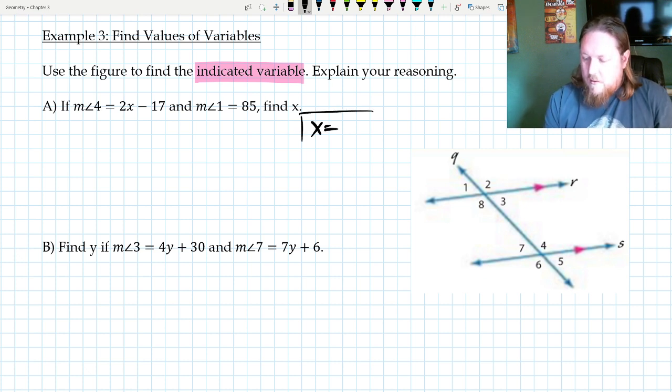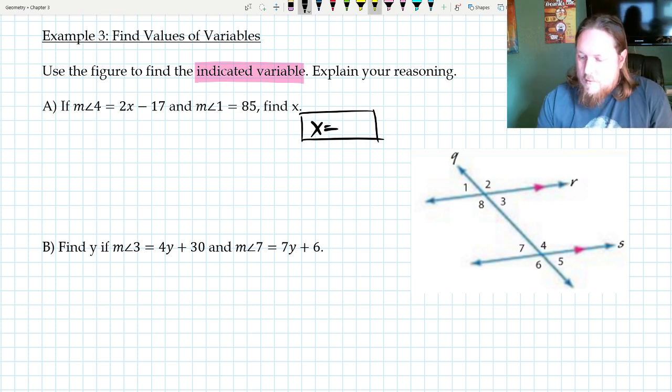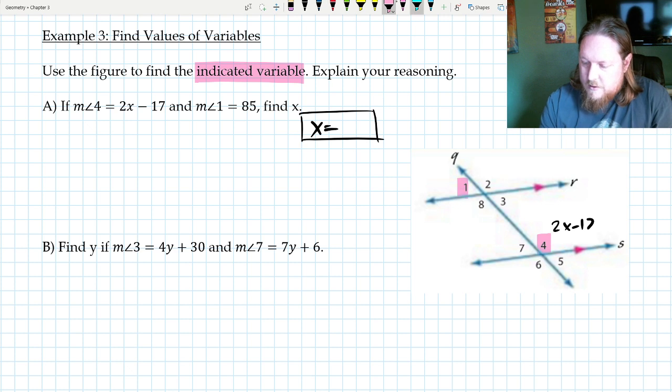I can even write that up, have a box ready to go, and I know I'm just going to plug some number into that when I'm all done. So let's talk about the relationships here. We're looking at measure of angle 4, and we've got some sort of expression for it, 2x minus 17. And we're looking at angle 1, which is just 85.